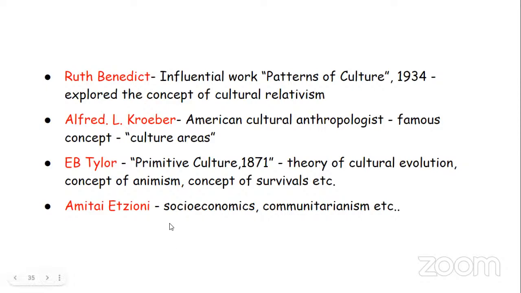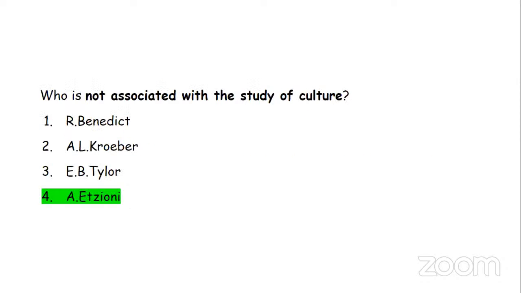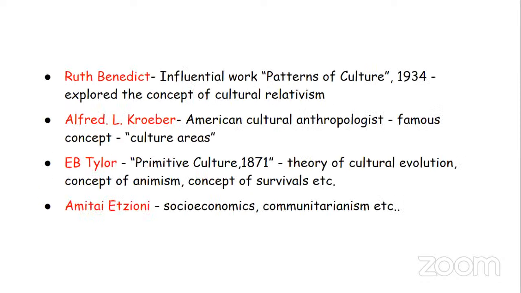Then our last option, Amitai Etzioni. His studies were mainly related to socio-economics and communitarianism. So the thinker among these four who is not related to the study of culture is option D, Amitai Etzioni. That is our answer. Now let's move to the next question.